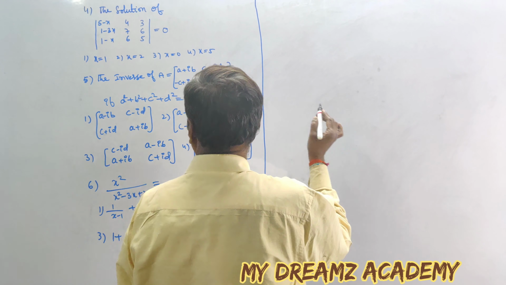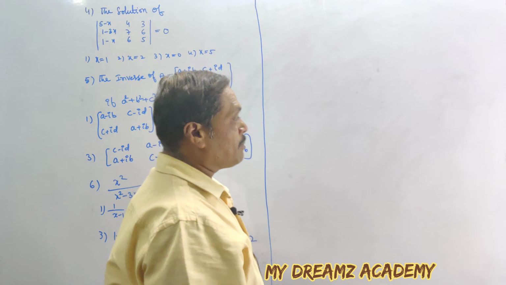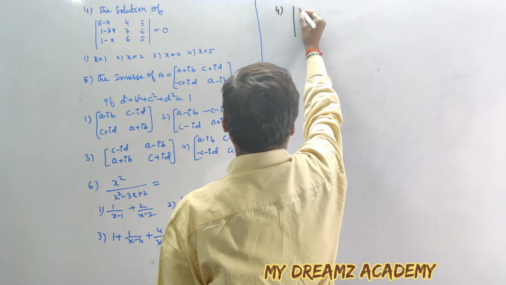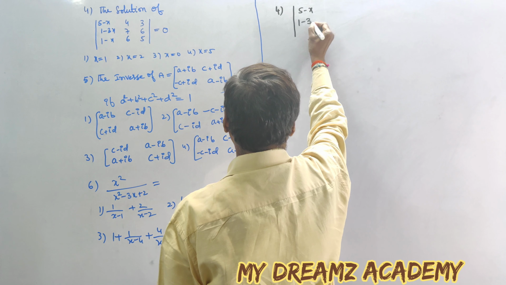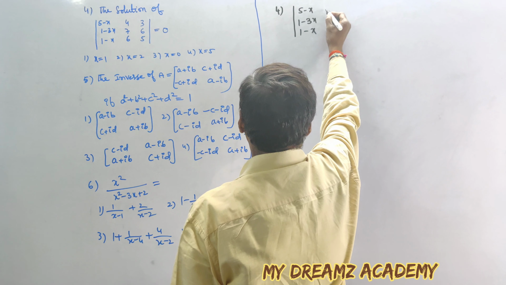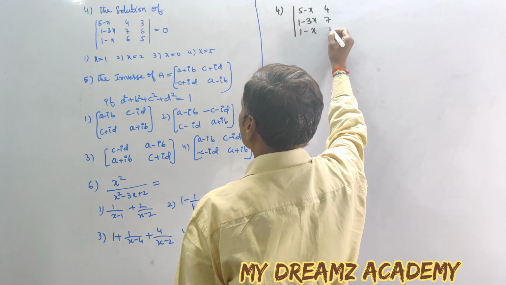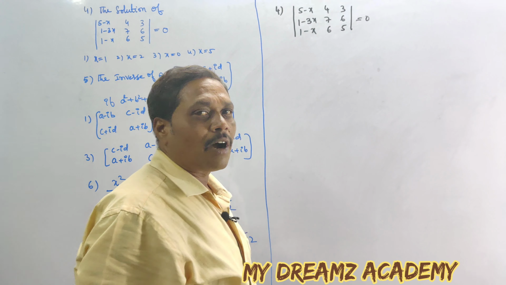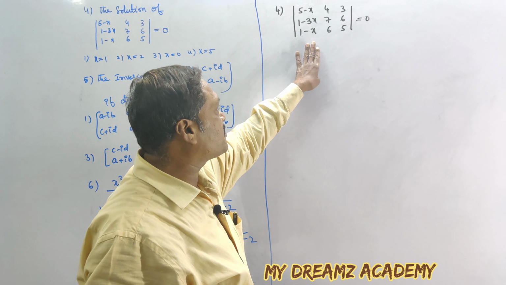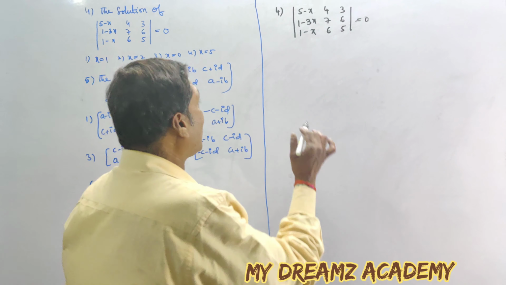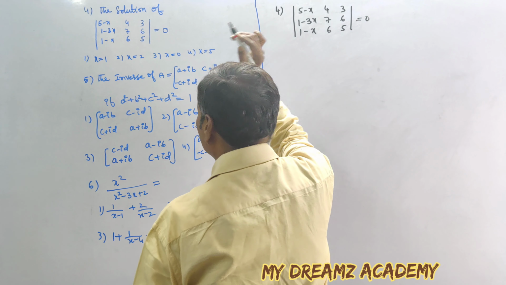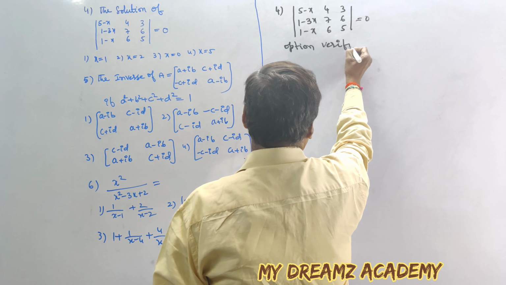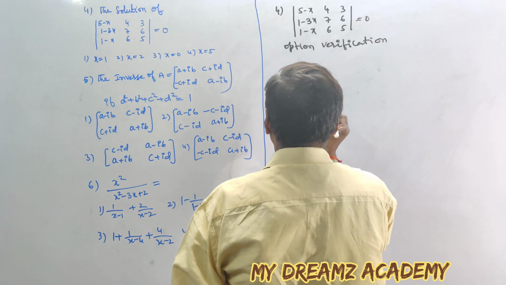See the next fourth problem, which is also given from the determinants. So what is the given? The solution of the determinant 5 minus x, 1 minus 3x, 1 minus x, 4, 7, 6, 3, 6, 5 is equal to 0. Solution means what? We have to find the value of x which satisfies the determinant 0. So for that, the best method is you have to verify the options. Option verification, where you will get determinant is 0, I am verifying.